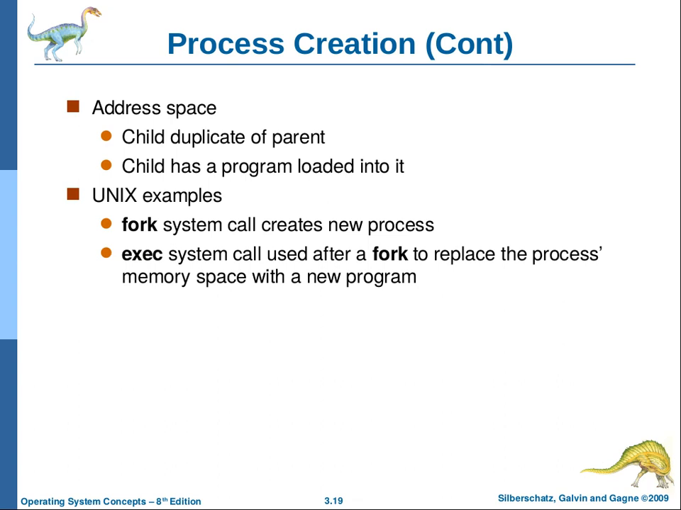It's important. All right, a child is a duplicate of a parent, and then has a program loaded into it. The fork system call creates a new process. The exec system call is used after fork to replace a process's memory with a new program. This is something different. Exec is if you want the child to run a completely different process, replacing its current one. Meaning that once you run exec, any code after exec does not happen because the current process has been replaced by a different one.